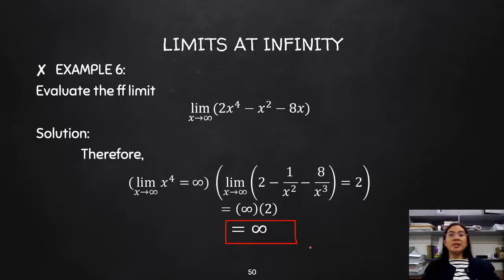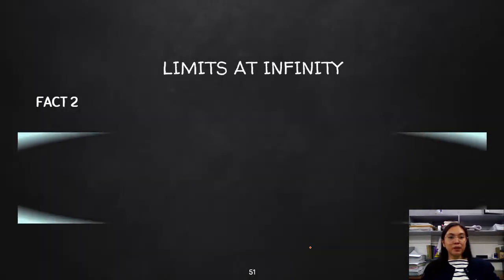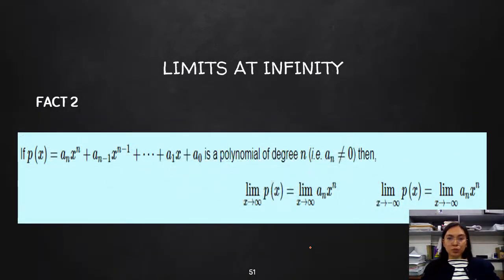Pero that's not always the case. Pwede kayong makakuha ng ibang value aside from infinity. You may get 0 or any positive rational number. So, fact number 2. So, this is of a polynomial with a degree n. Ginawa na natin to kanina. But it's easier for you to understand this if we have an example.